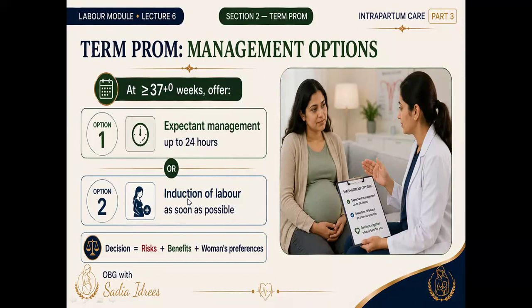So this is important because modern intrapartum care is not doctor decides, the patient follows. The woman should understand the available options and participate meaningfully in the decision. So if she says, I understand the risks and I prefer induction now, that is an appropriate option. If she prefers expectant management and there are no contraindications or additional risk factors, waiting for up to 24 hours is also an option. But what happens if those 24 hours pass and labor still has not started?